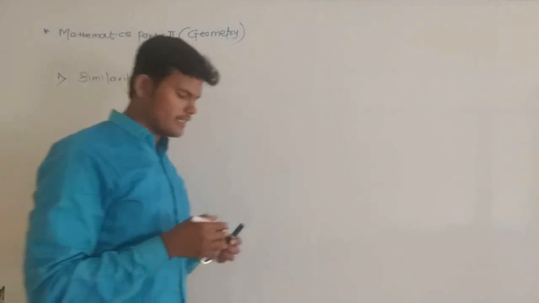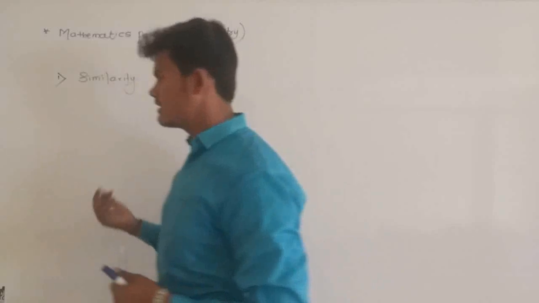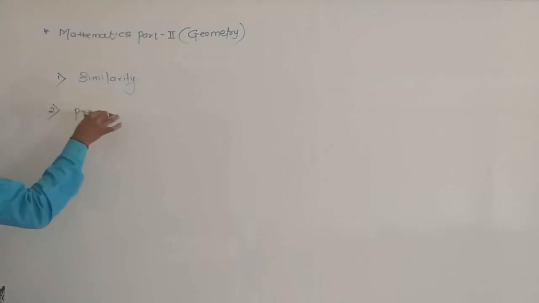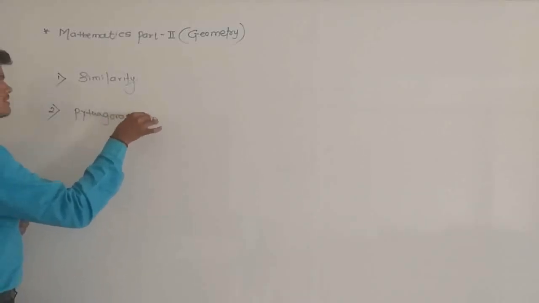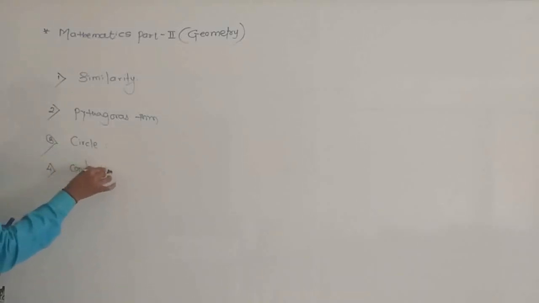In the last lecture, in ninth standard, we discussed what is congruence of triangles. In 10th standard, we are discussing the similarity of triangles. Now the second chapter is Pythagoras theorem. We all know what is Pythagoras theorem and when it is applied. Third chapter is circle. Fourth one is construction. This is also very easy. Fifth chapter is coordinate geometry.